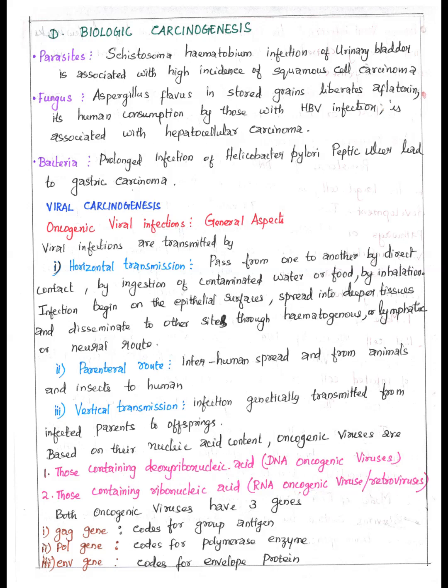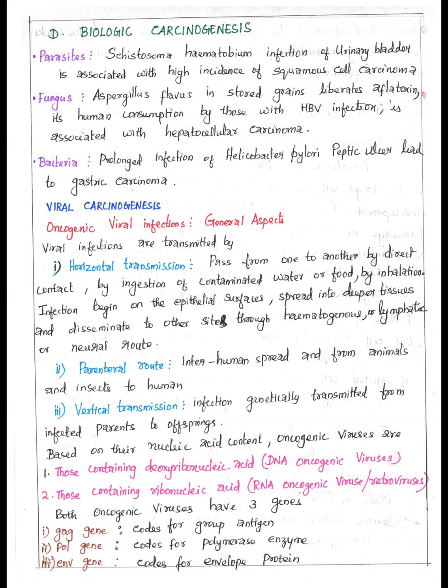The fungus Aspergillus flavus in stored grains liberates aflatoxin. When a patient with hepatitis B virus infection consumes this aflatoxin, this leads to hepatocellular carcinoma. Prolonged Helicobacter pylori bacterial infection of peptic ulcer leads to gastric carcinoma.